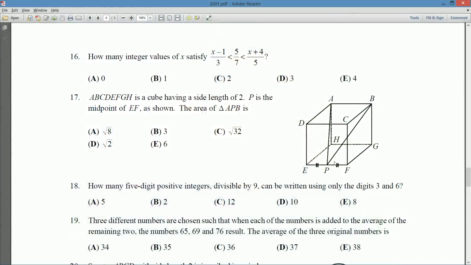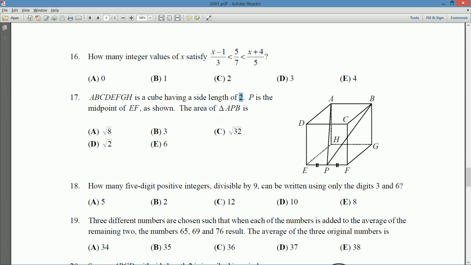The link will take you to the CEMC website. You can get all their contests, this one as well as the other ones. So specifically, you'll be looking for the 2001 Cayley. So you can try question 17, pause the video, and then come back and watch my solution here. A, B, C, D, E, F, G is a cube having side length of 2.